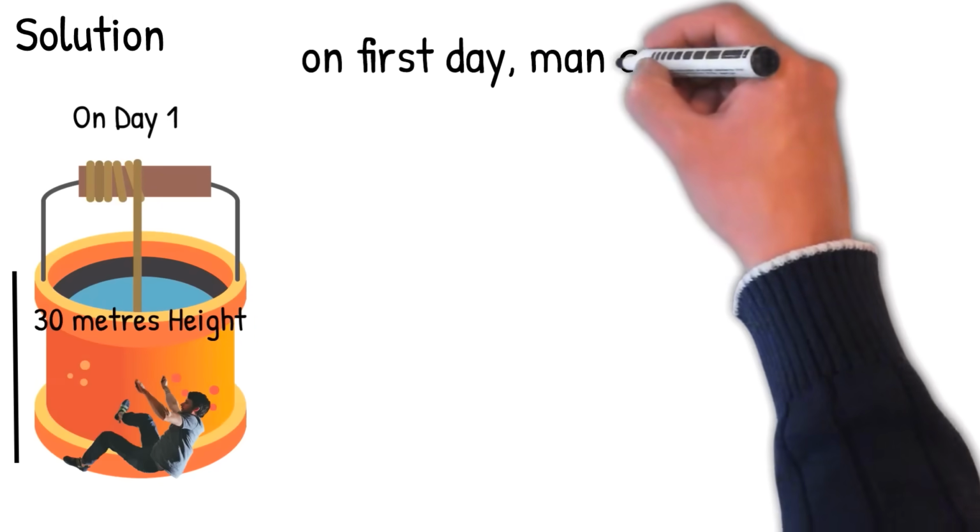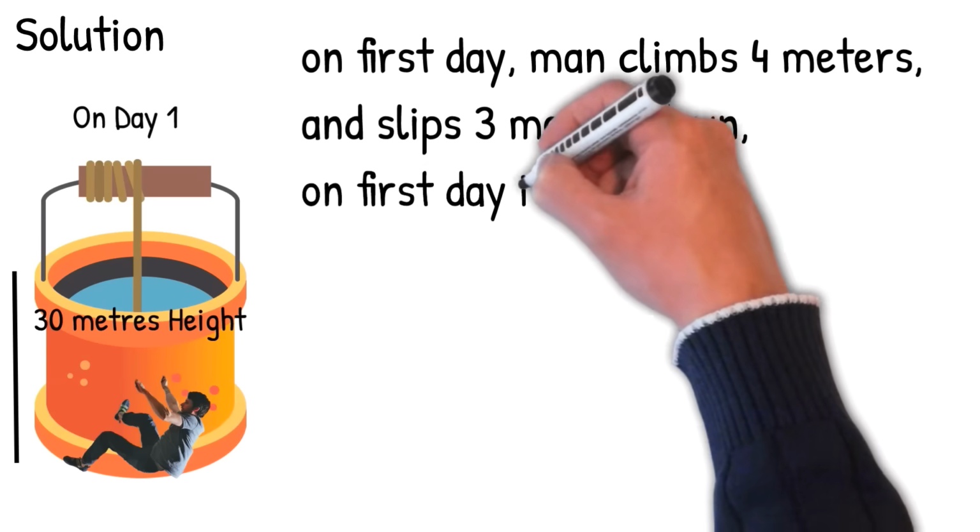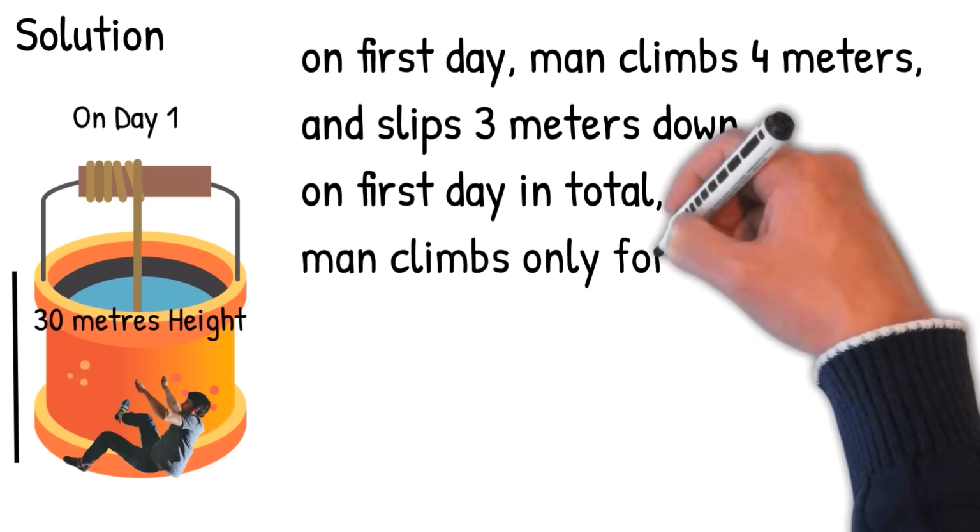On the first day, the man climbs 4 meters up and slips 3 meters down, which means that on the first day in total, the man climbs only a meter.